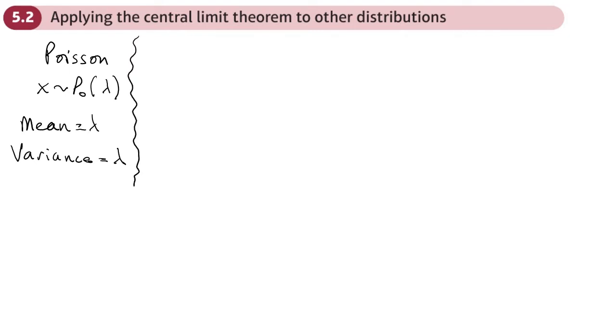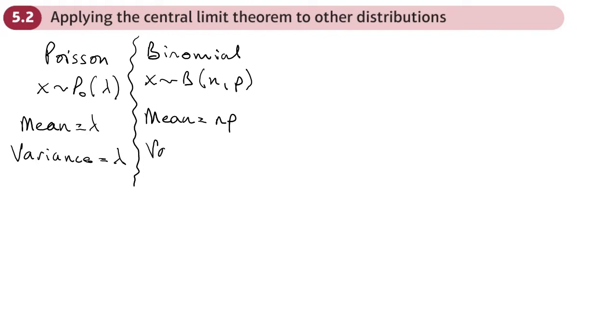Next, let's look at the binomial distribution. With the binomial distribution, remember our two parameters are n and p, and remember that the mean is n times p, and the variance is going to be np times 1 minus p.